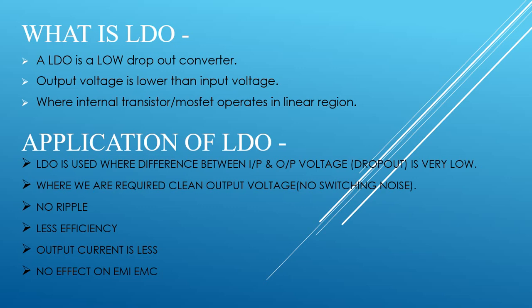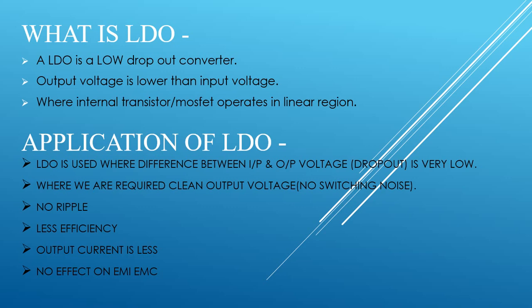Basically we are seeing that in an LDO the regulation happens in the linear region only. No switching happens, as with the buck regulator. Here the output voltage is always lower than the input voltage.